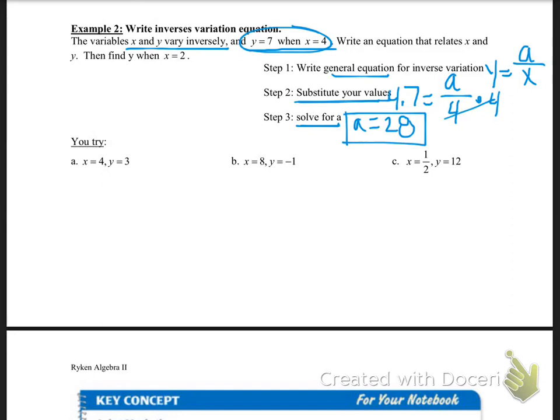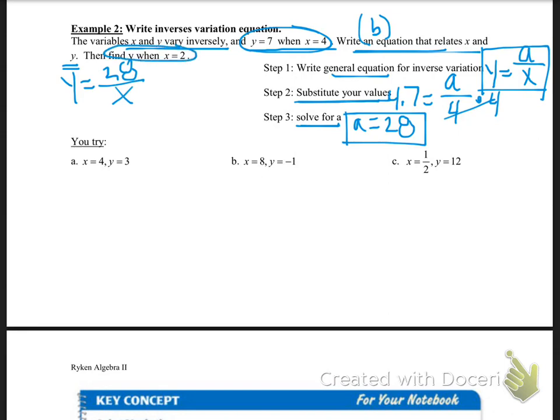Okay? Then the next step, I guess we can just call it B, write an equation that relates x and y. So I'm going to use this new value I found and this general equation, and I have y equals 28 over x. Okay? Then they say find y when x is 2. So if I use that equation, then I'm plugging in 28, and they say divide by 2. Well, then y equals 14.